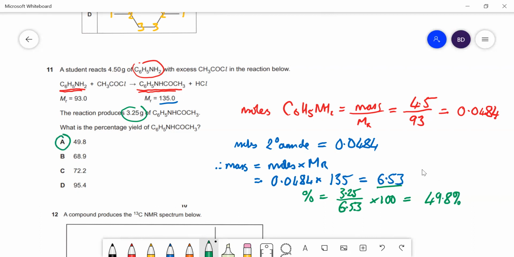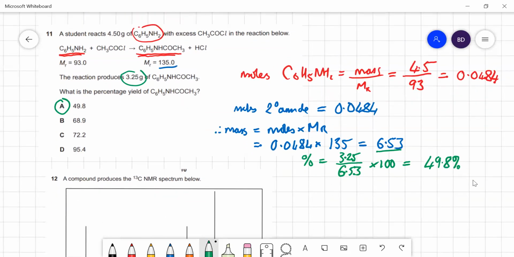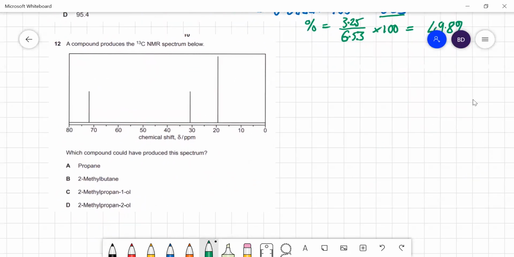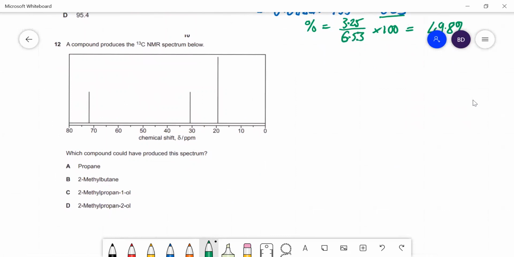So A is the answer there. Quite straightforward, but quite time consuming. Okay, 12. A compound produces the 13C NMR spectrum below. Which compound could have produced this spectrum? Right, you've got 3 peaks here. We don't really need to look at the chemical shift. I think we just need to look at the number of environments.